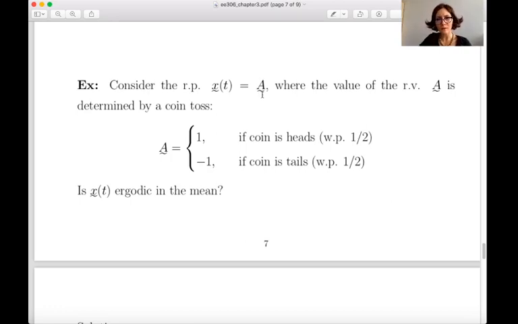And then what about the distribution of the random variable A? A is actually determined by a coin toss. So A can take only two values. It could be either +1 or -1. So we're just flipping a coin, and if the coin is heads, A takes the value 1, and if the coin is tails, A takes the value -1. So a very simple random process defined in this way. Now the question is: is x of t ergodic in the mean?